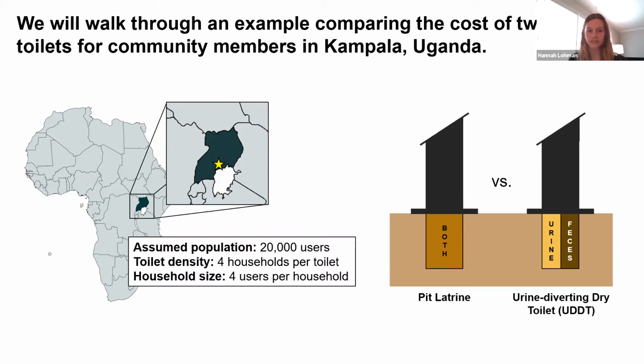And so a pit latrine is very commonly used in Uganda. The urine and feces will be combined in one pit below the toilet. And then a urine diverting dry toilet, sometimes we'll say UDDT, separates the solids from the liquids. So you'll have separate storage from the urine and the feces below the system. And this also allows potential optimized nutrient recovery. So we'll be considering recovering nutrients from the urine of the UDDT.